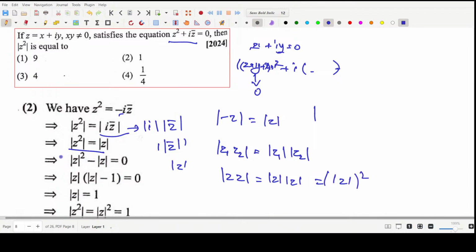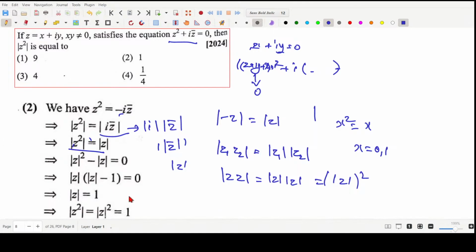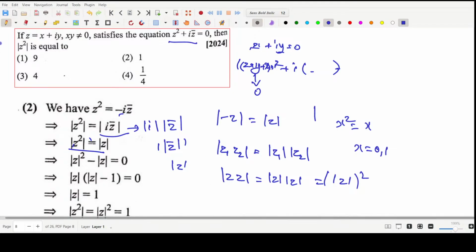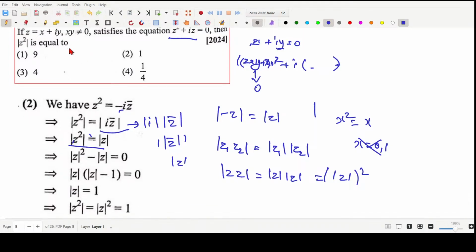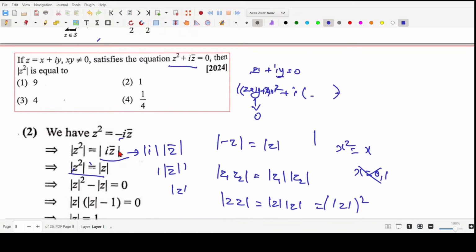So essentially what we have got, mod z is a real number, some real number. Call it x, so x square equals x. What does that mean? x is either 0 or 1. So that means mod z is either 0 or 1. That's it. And he's saying xy is not equal to 0, right? That means mod z is 1, so this one we have to ignore. We'll take this one. So this is the correct answer.